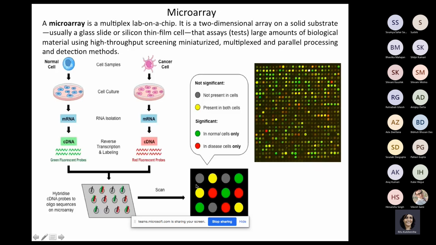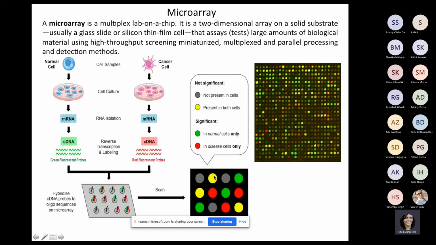The well which does not show any fluorescence, which is still black in color, is representative of those genes which are present in the genome but are not expressed in that particular tissue or cell that we are talking about. So there is no expression of that particular transcript. That's why it didn't come from either source.